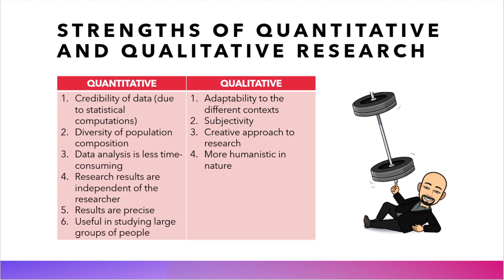Now, let's go to their strengths and weaknesses, or where do they shine? Okay, for quantitative research, some of the strengths is that first, many people would look at the credibility of data in quantitative research because the numbers speak for themselves, apparently. There's also the diversity of population composition because most of the time we do random sampling. We choose participants or respondents at random, therefore adding to the diversity of the sample.